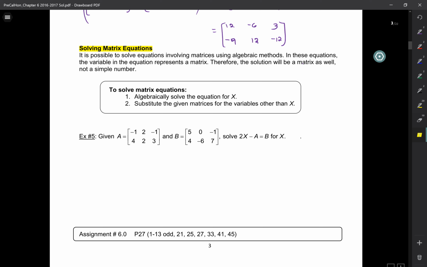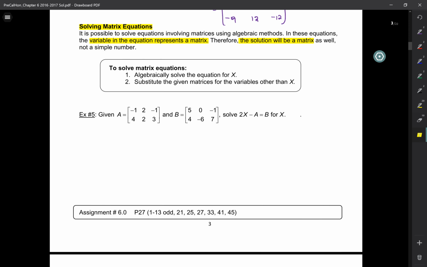All right, let's move on to matrix equations. It is possible to solve equations involving matrices using the same rules as in algebra. Whereas in algebra, you're solving for a variable x, here you're also solving for a variable, but that variable represents an actual matrix. So the solution will be a matrix and not just a simple scalar number. So how do we solve matrix equations? First, algebraically solve the equation for x, and then do the operations and get your matrix.